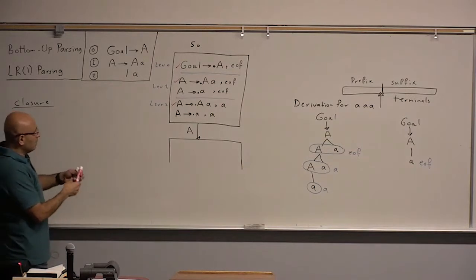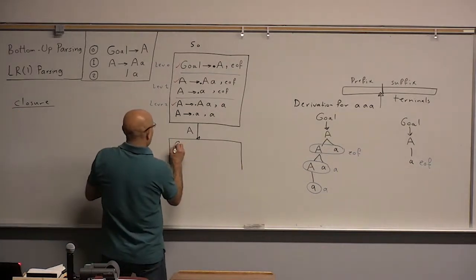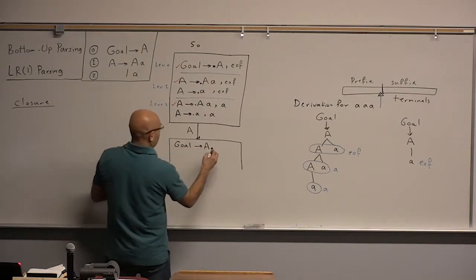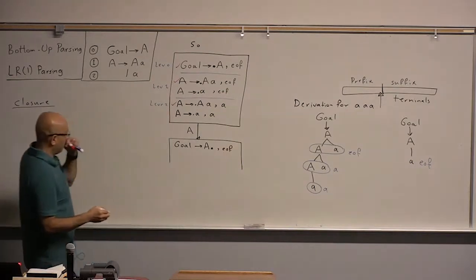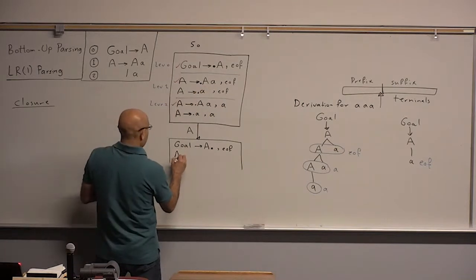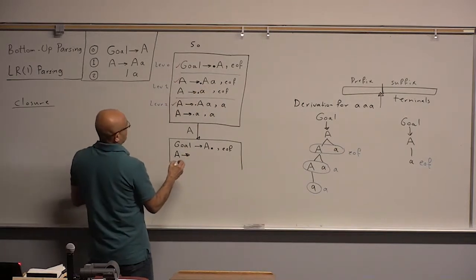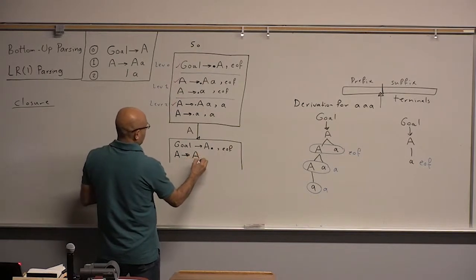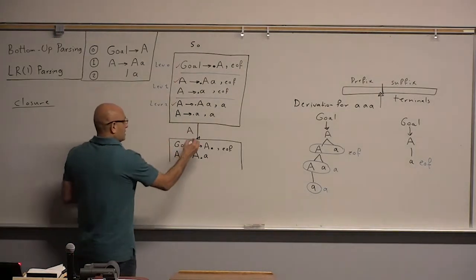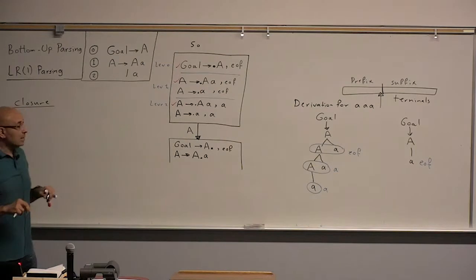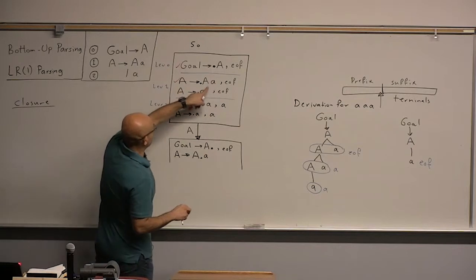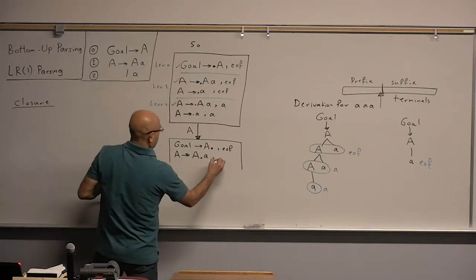So when we make progress, when we recognize an A, we will get goal, A and end of file. Then, if we make progress on this, we will get A, placeholder A. So the point is, if we recognize an A, we are making progress on this, and we'll get to this point. We will make progress on this, and we'll get here with an end of file.